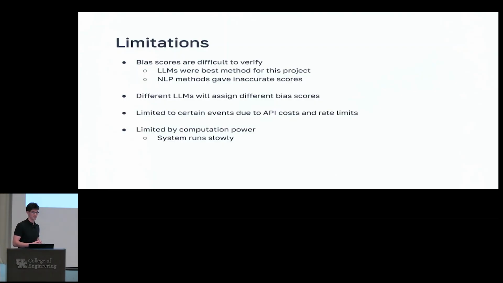Also, using those news APIs and Event Registry, there are API costs. I have a free account, so I'm limited in terms of how many articles I can grab. And it is computationally expensive to run 4 large language models, so the system runs a bit slowly. I'm sure you saw that lag a little bit in the demo.